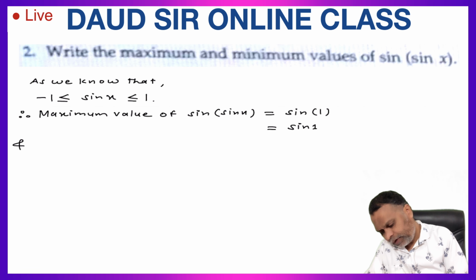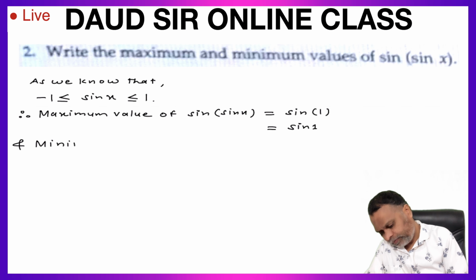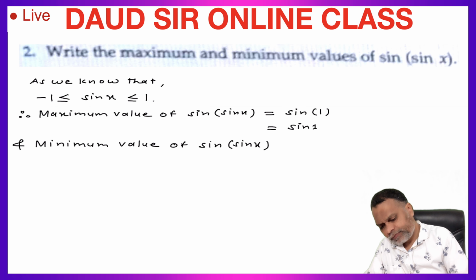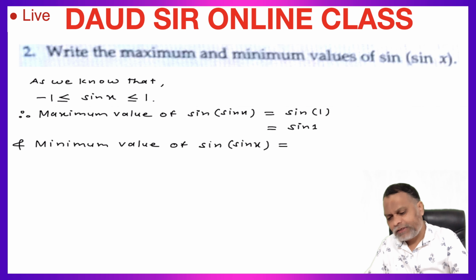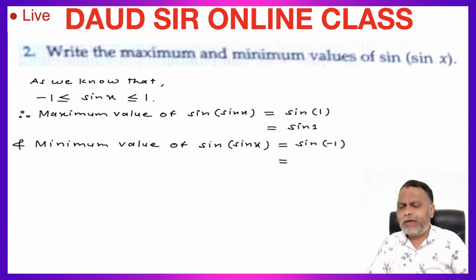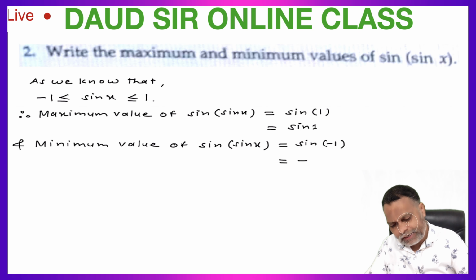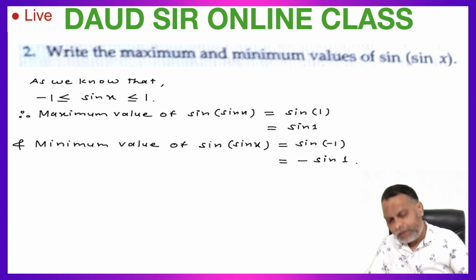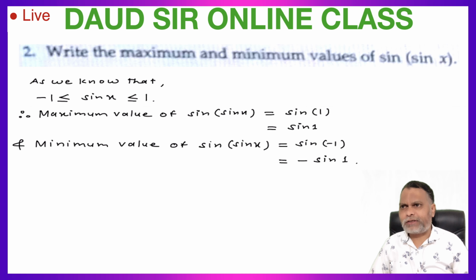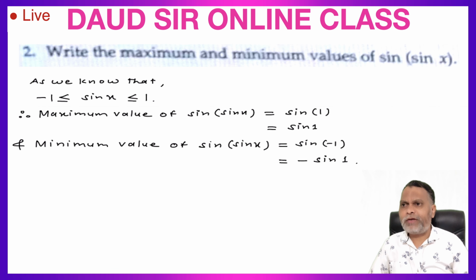And minimum value of sine x. Minimum value of sine x is -1. So put -1 here. So this is sine of -1. And you know minus theta lies in fourth quadrant. In fourth quadrant, cos is positive, this is sine. So minus sine of 1. This is the minimum value of sine x. Maximum value sine of 1 and minimum value minus sine of 1.